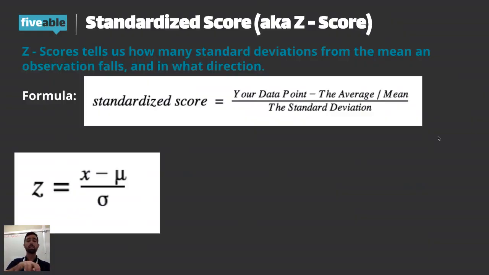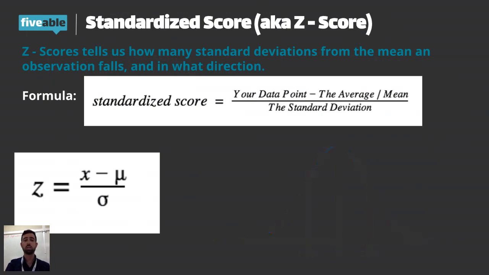So exactly what is z-score? So z-score is right there. I'm going to take a swig of my water. So z-score tells us how many standard deviations from the mean an observation falls and in what direction. So once again, it tells us from the average, how far away is it, and in what direction.